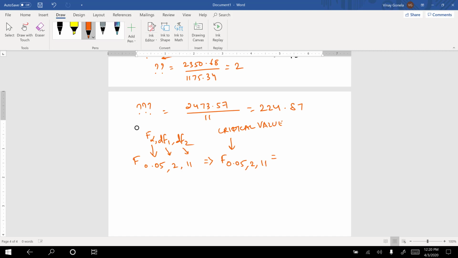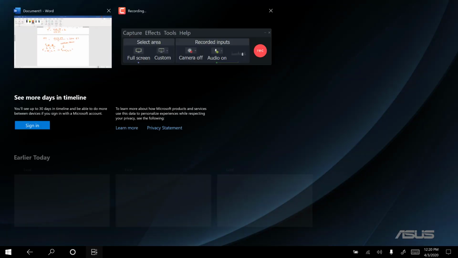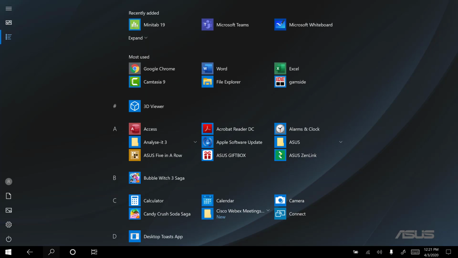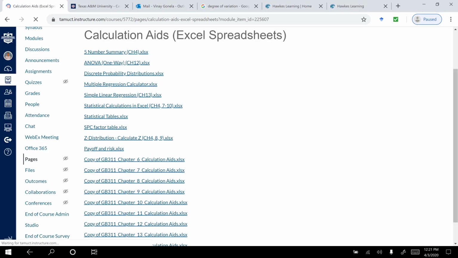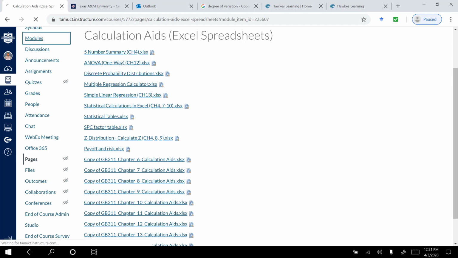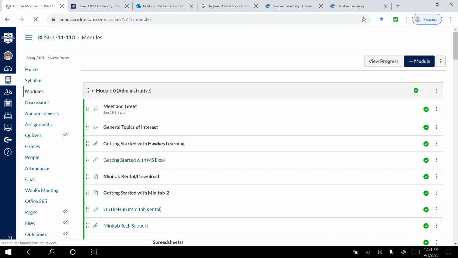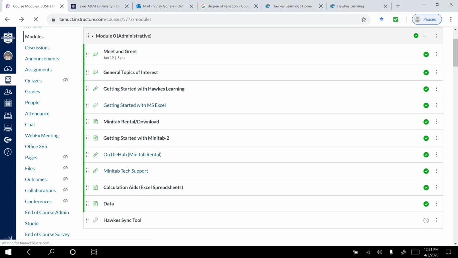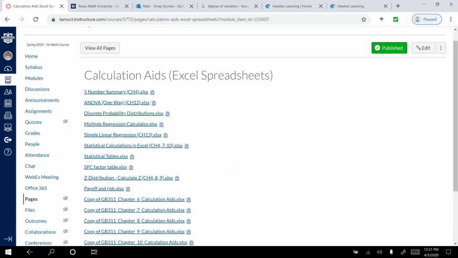So to look at this, I will go to F table in our statistical tables. Let me go to Google Chrome, and so this is our Canvas page. So I go to modules and then look for, go to calculation aids. Okay, I'm sorry, this is the wrong one. So I will go to calculation aids and then download statistical tables.